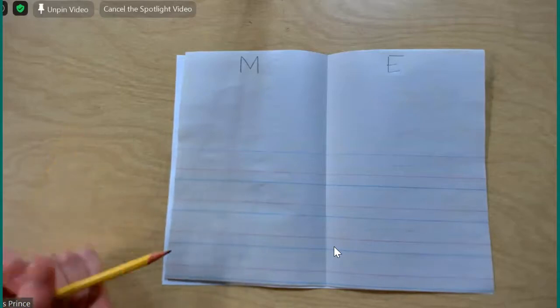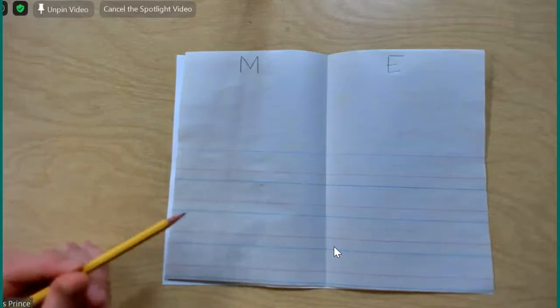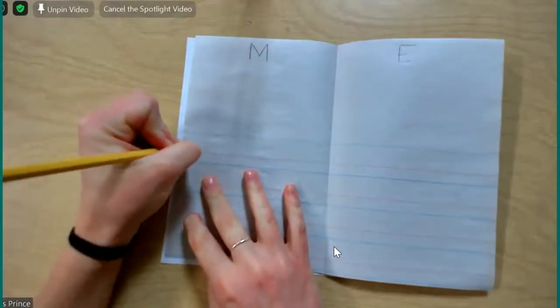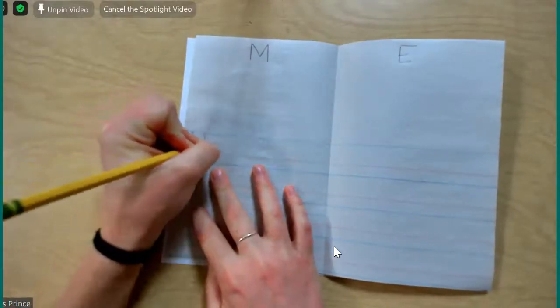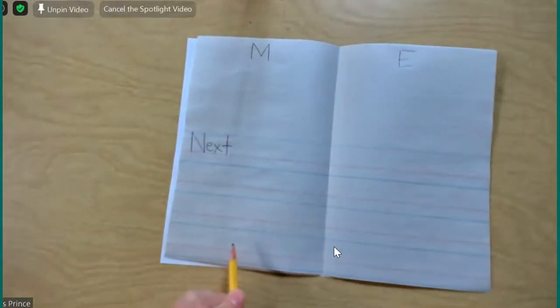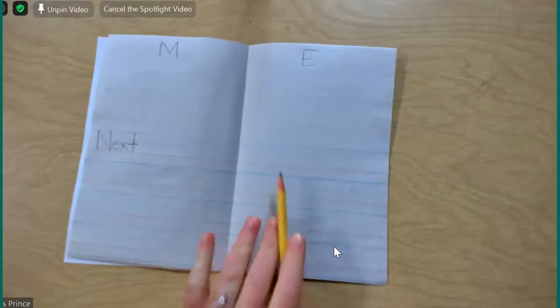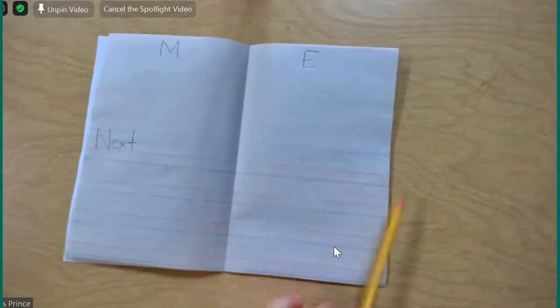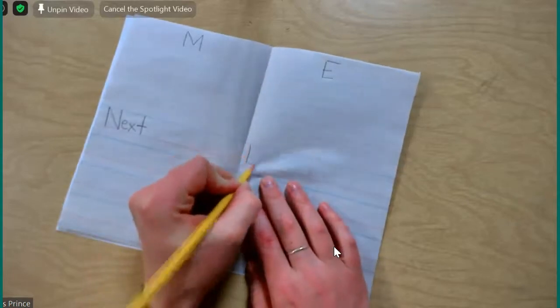And during the middle of my story, I want to talk to you guys about where I went. So I went to the park. So I'm going to be saying that here. Next. That's the word I'm going to use. Next. I went to the park. And then for the end of my story, I'm going to tell you what I did last. So then I would put last.